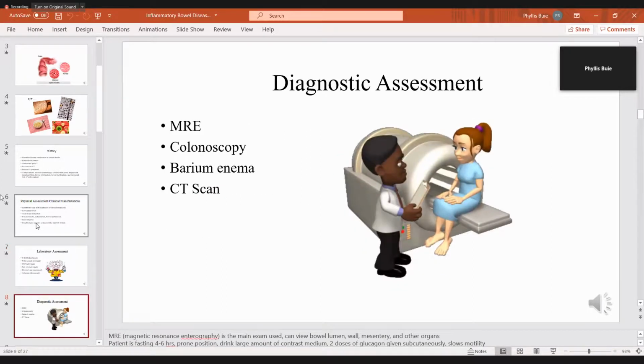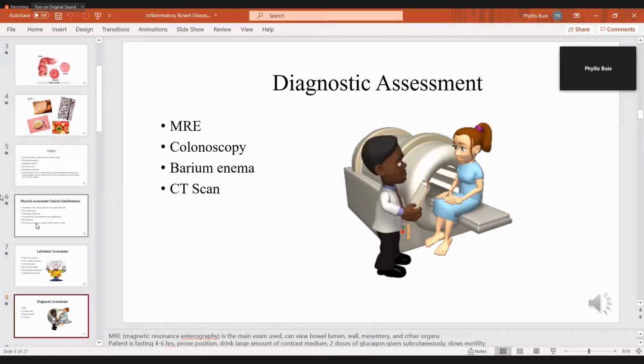So what are some of our diagnostic tools that we can use for assessing these patients? We may do an MRI to look at the cross sections of the GI tract to see what's going on. Colonoscopy is probably one of your best tools to use because they can actually get a true visualization and they can actually do biopsies if they need to. CT scan may also be helpful.